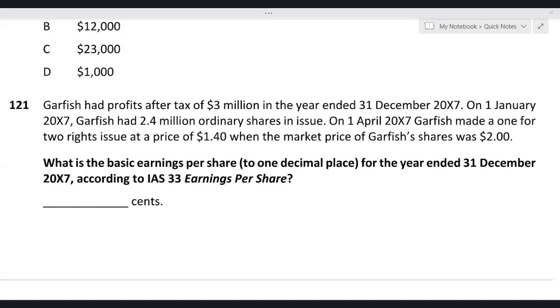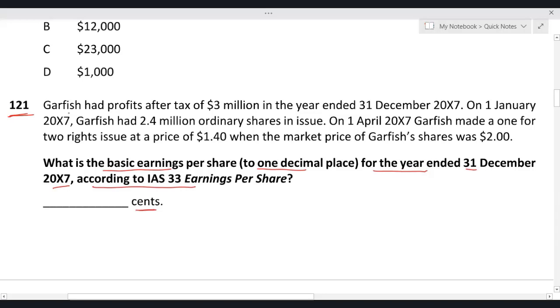Okay, students, let's start IAS 33 questions from your latest Kaplan Kit. Question 121. What is the basic EPS to 1 decimal place for the year ended 31st November 2007? According to IAS 33, the answer will be in cents.